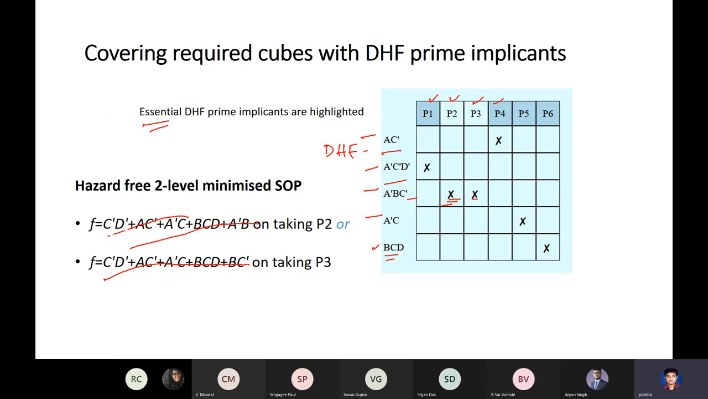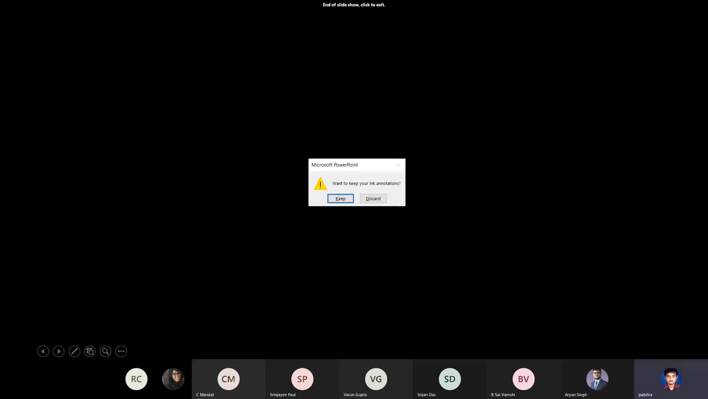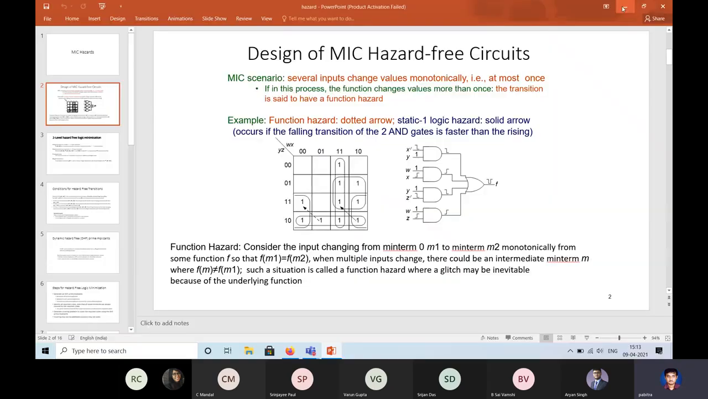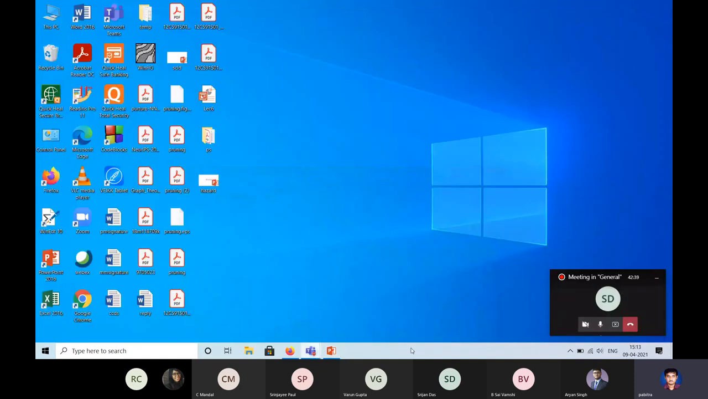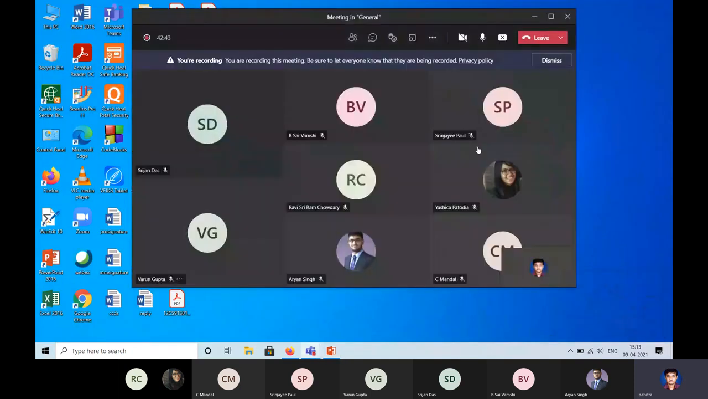You end up with a realization, and your realization will be in terms of these DHFs. Each of the terms here will be a DHF, and thus they will be hazard free. All right, so that's it. I think that's all I had to say. This covers your hazard free circuit design problem.